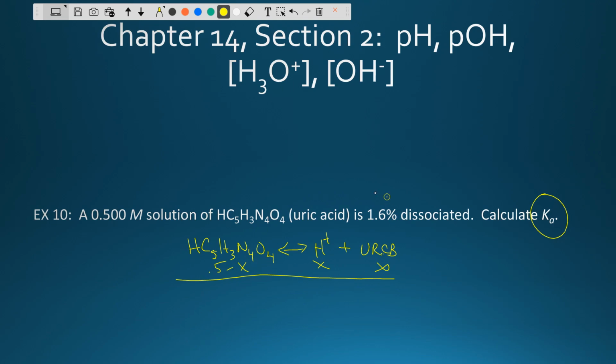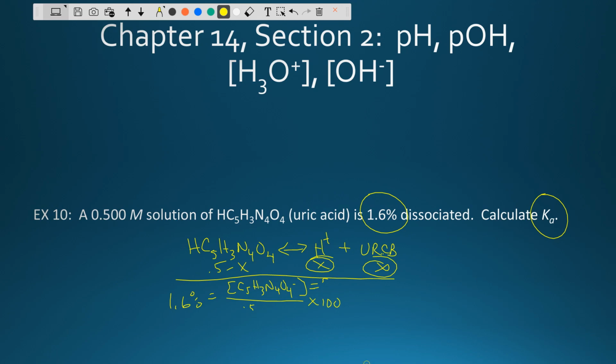Now I know that it's 1.6% dissociated. So what that means is 1.6% of this conjugate base is dissociating. That's going to be my concentration of C5H3N4O4 to the -1 over my 0.5, and I'm going to multiply that by 100. Next step, remember that this is also the same value as my hydrogen ion, isn't it?